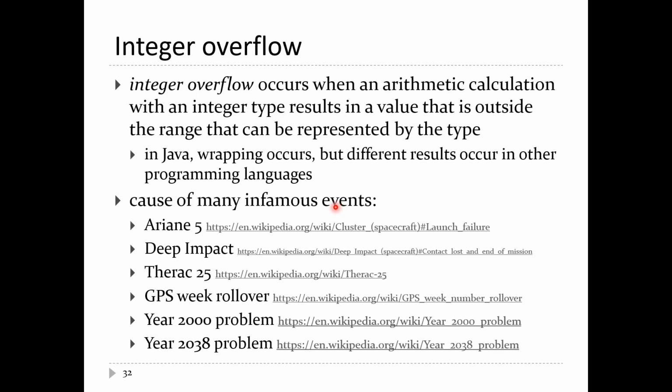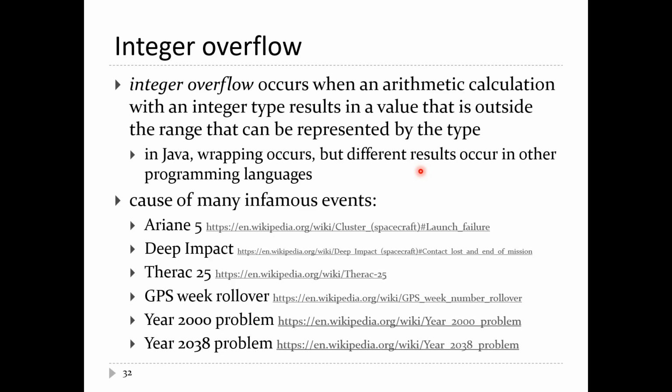Now when you perform an arithmetic calculation using integer arithmetic, and the result of the calculation is outside the range that your integer type can represent, then that's called integer overflow. Now in Java, wrapping occurs. So I just showed you how Java behaves when you go beyond integer max value or less than integer min value. Other languages, something else happens.